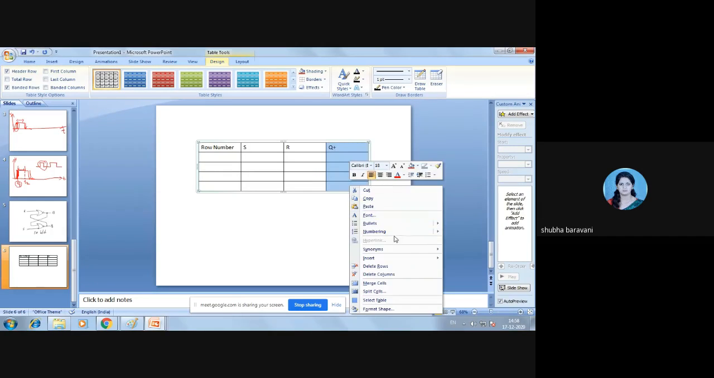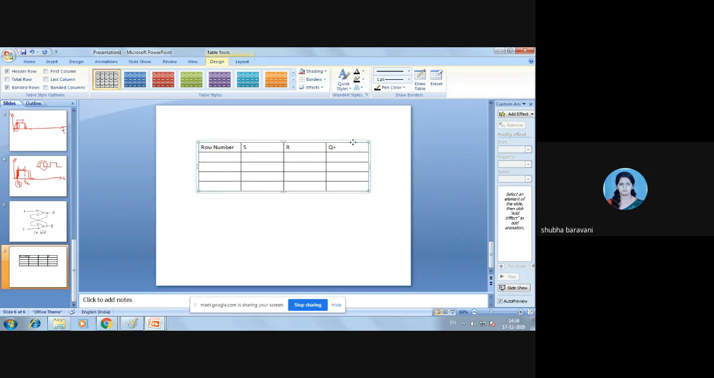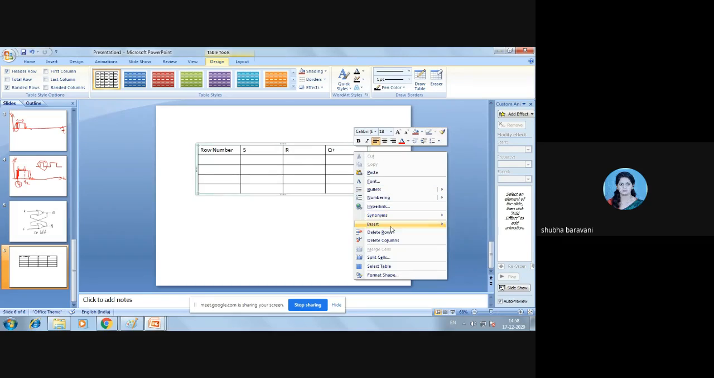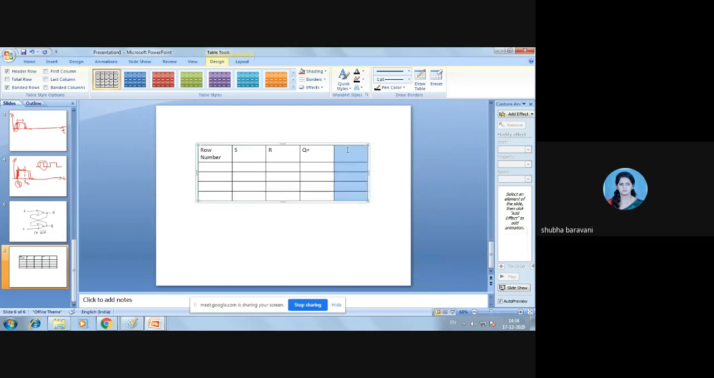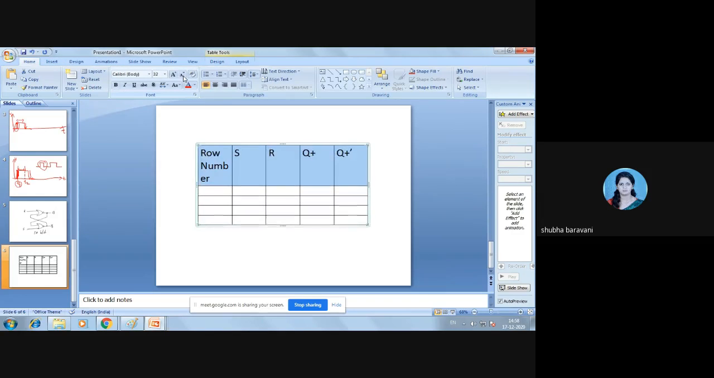Okay, so in the truth table, what all am I putting here? I am substituting the two inputs S and R, and I am substituting two outputs. See what I have done here. My two inputs are S and R.